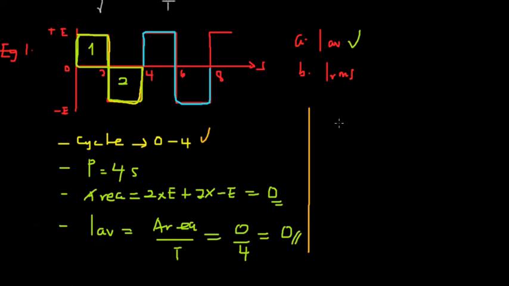Now let's look at our root mean square value. You know that our cycle will remain the same, that's from 0 to 4. And then our period will also remain the same, that's 4 seconds. Right. Now let's look at the area. The area will be a bit different because of what?